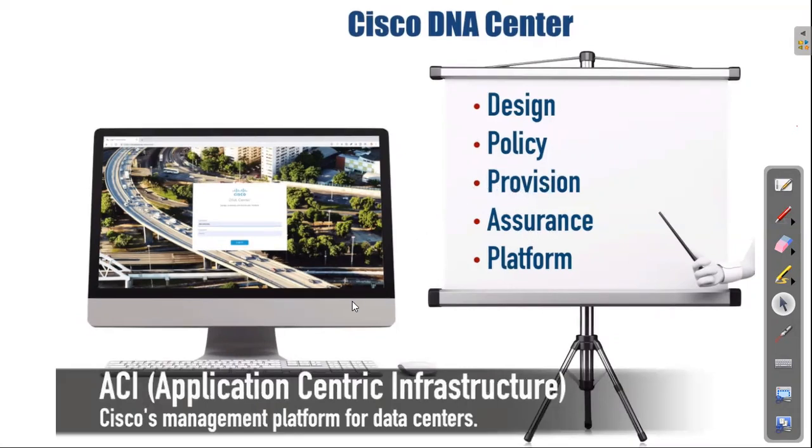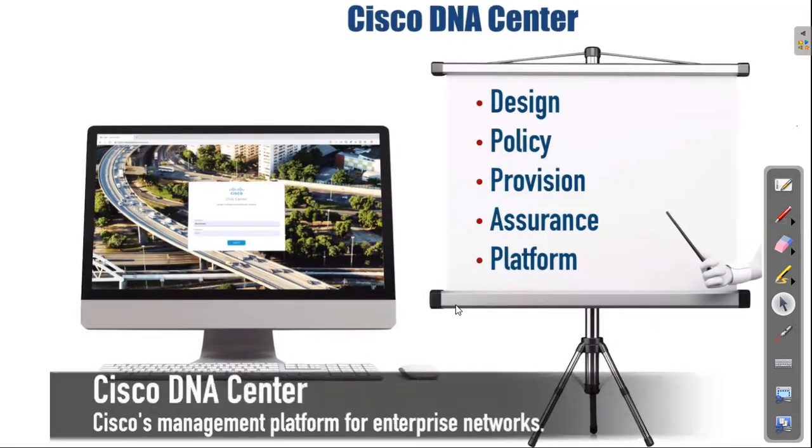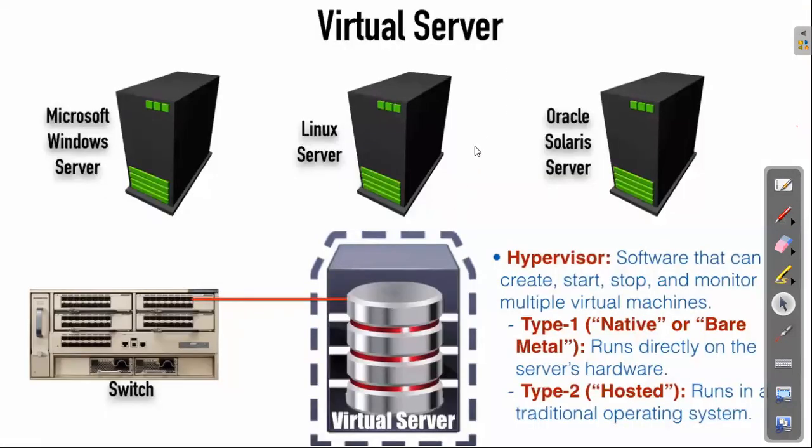So this is called ACI, Application Centric Infrastructure, right? Next. This is virtual server. You know what virtual servers are? A virtual server can be installed in VirtualBox or VMware. It's a kind of hypervisor. We can create, start, stop, and monitor multiple virtual machines in a hypervisor.